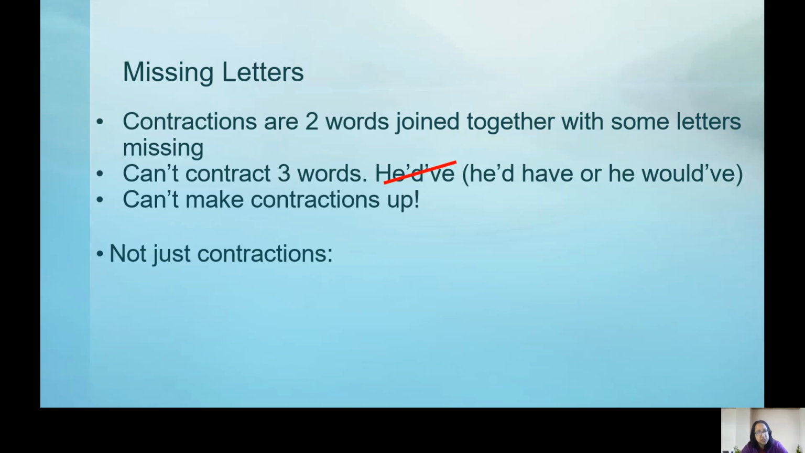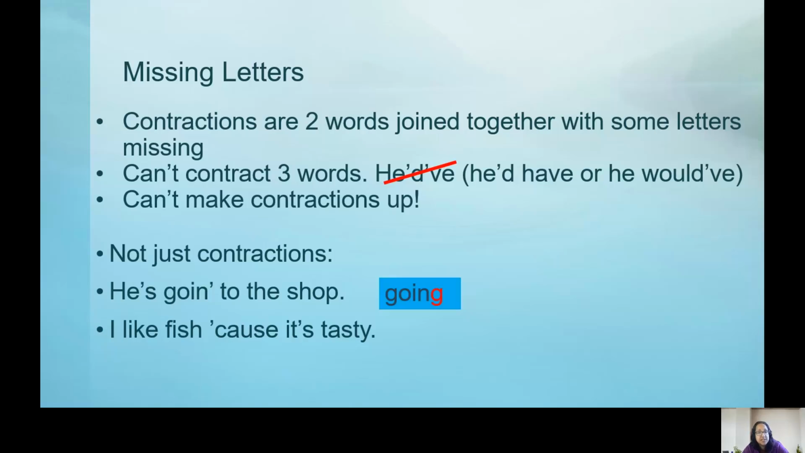Now, it's not just contractions. There are other examples where we'd have letters missing and we use an apostrophe to show that. For example, he's going to the shop. We put the apostrophe to show the G is missing from the end. So perhaps the person saying it doesn't say "going" where you hear the NG sound, but maybe says "goin'". Perhaps that's his accent.